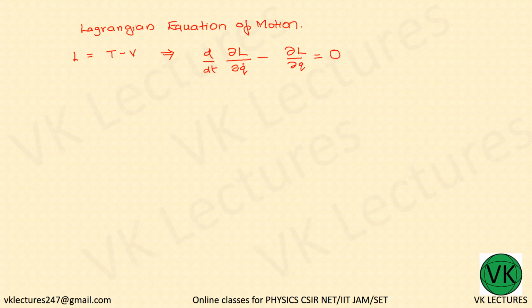Now this is the Lagrangian equation of motion unless there are any constraints which are non-conservative. If there is a force due to a constraint that is non-conservative, then the right hand side will become a non-zero quantity.